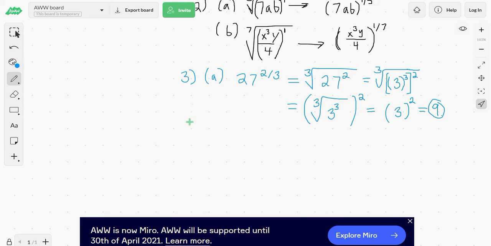Say we've got 25 to the 3/2 power. Well, again, let's just focus on the index first. Our index is 2, so we get a square root, and I'll write it in for emphasis. And then we've got 25 cubed on the inside.